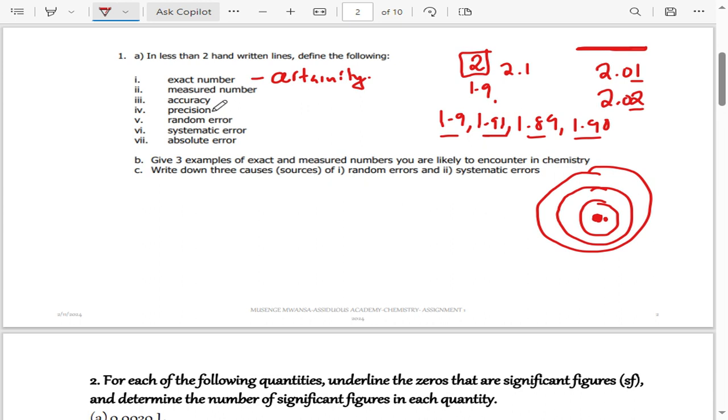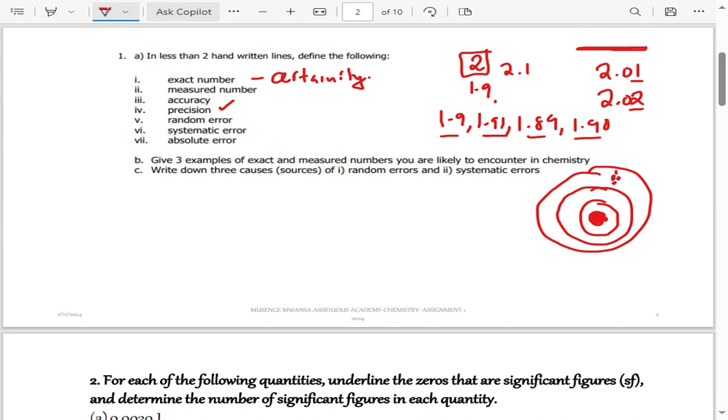Now, being precise doesn't mean you will always be accurate. Say, for example, someone throws a knife, it hits here. He throws a knife, it hits here. He throws a knife, it hits here. He throws a knife, it hits here. He's throwing almost at the same point, meaning that this person is precise. But then it is not near the true value or the value that you want. So this person is not accurate.